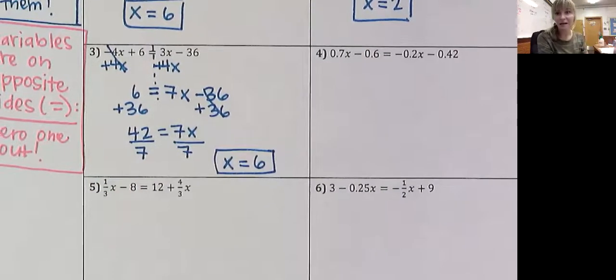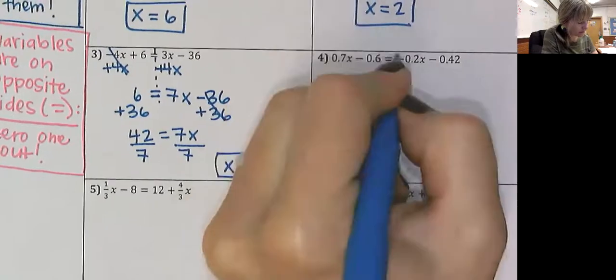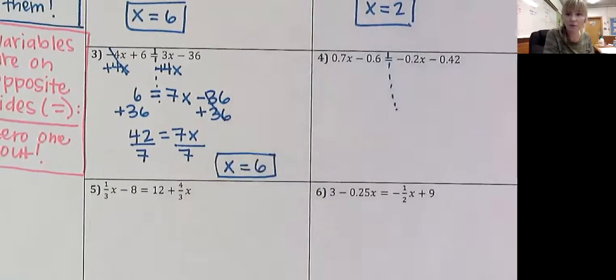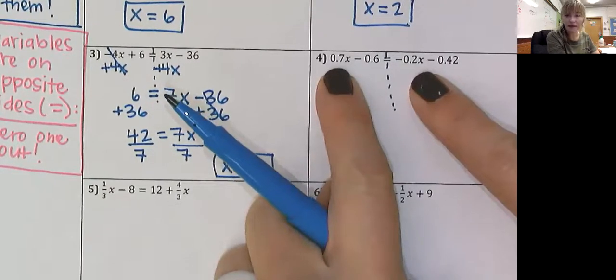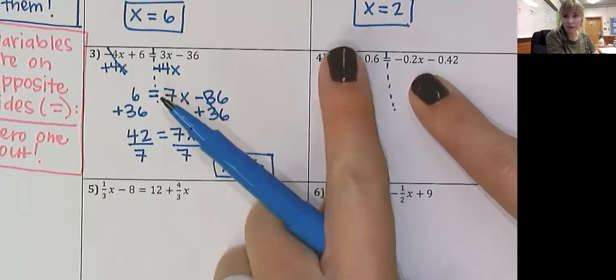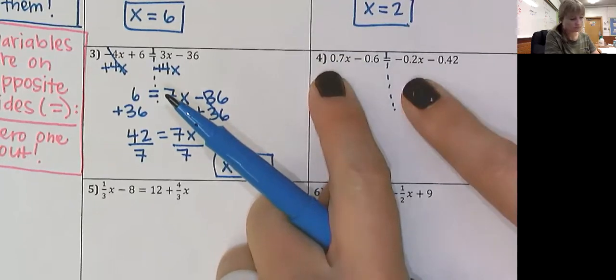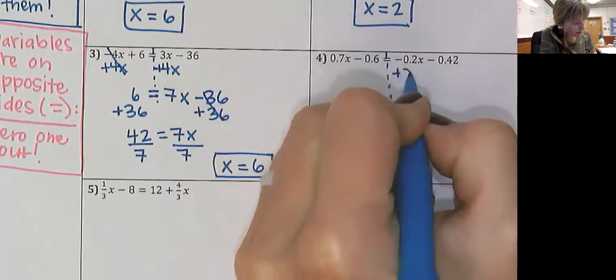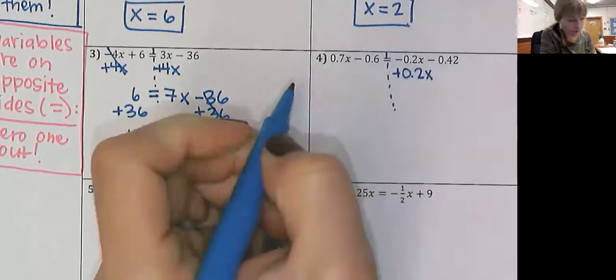Most of this stuff is not new. The only new thing is right at the beginning you have to say, are there variables on both sides? Because if there are, I need to zero one out. Variables on both sides, I need to zero one out. Do you want to zero out this one or this one? I want to zero out this one. You really can choose, and it's fine either way.